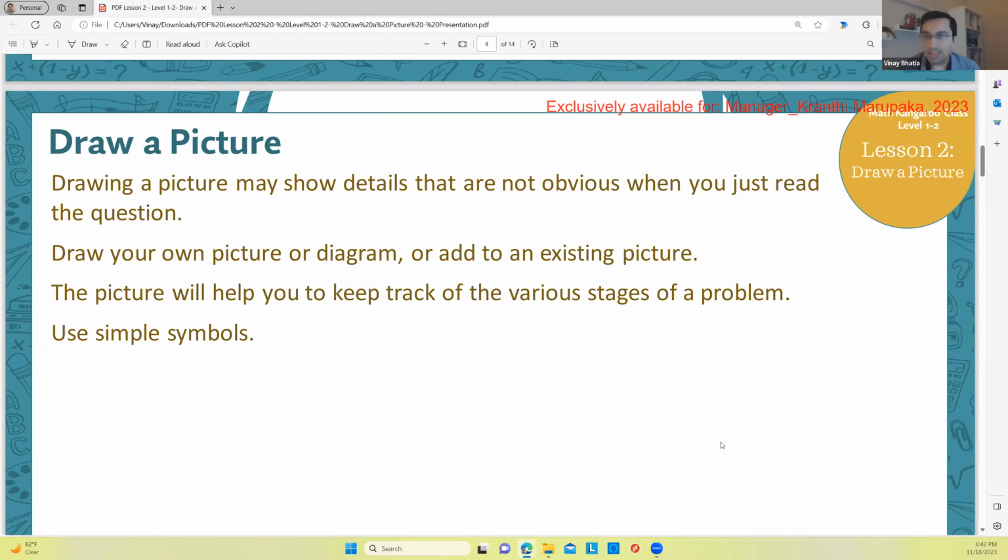Yeah. So as we solve the problems today, for each of the problems, we will ask you to draw a picture to solve the problem. You will learn how pictures can be used, or how small drawings can be used, to solve the problem.